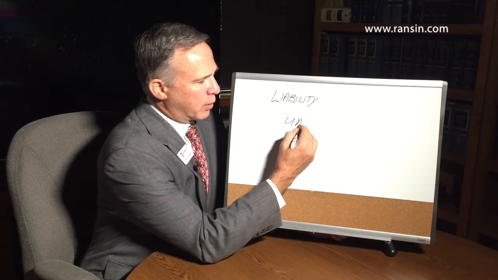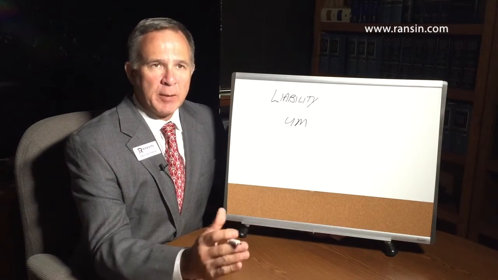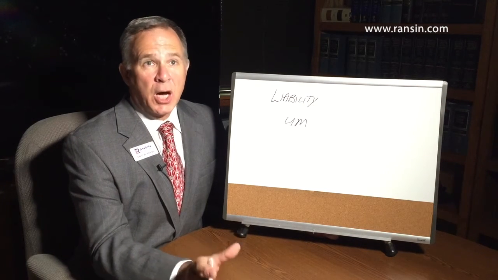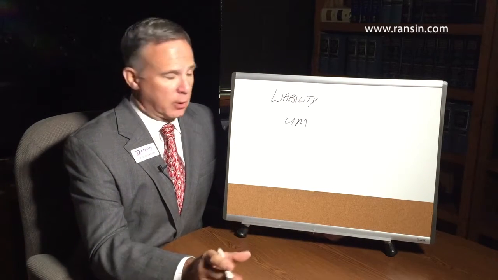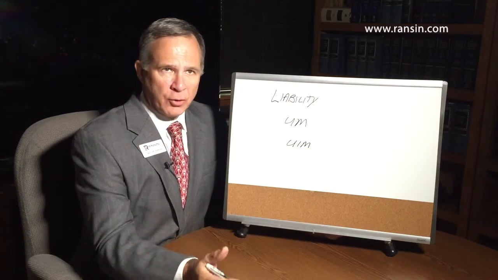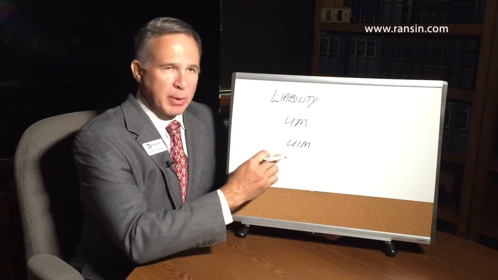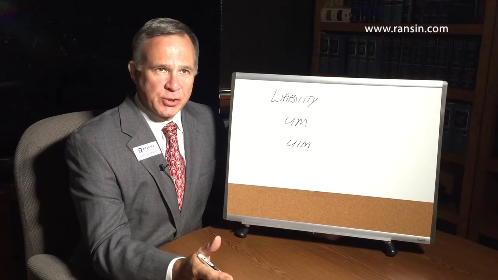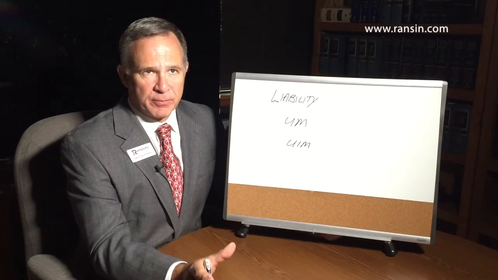Uninsured, we call it, pays your bills when the other guy runs a red light, but is uninsured, has no insurance at all. Then there's underinsured. This pays your bills when the other guy runs a red light, has insurance, but doesn't have enough.